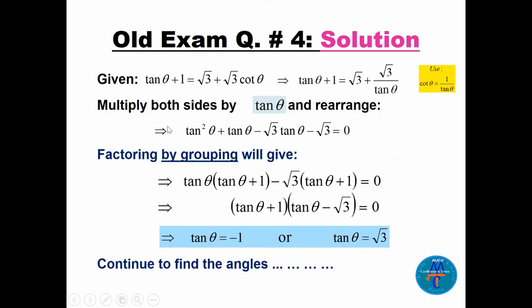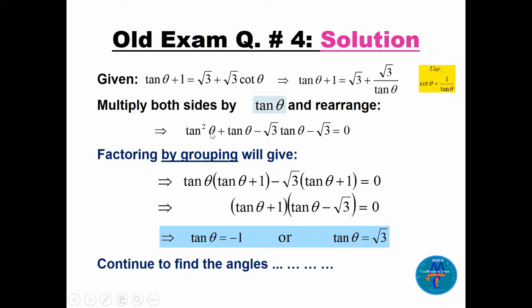Now let's start here. We have in this equation tan of theta and cotan of theta. Cotan of theta is the reciprocal of tan of theta. So I can replace cotan of theta with 1 over tan of theta. So the equation becomes tan of theta plus 1 is equal to square root of 3 plus square root of 3 over tan of theta. Let's multiply both sides by tan of theta and rearrange it, because we'd like to make the same function here, it's easier.